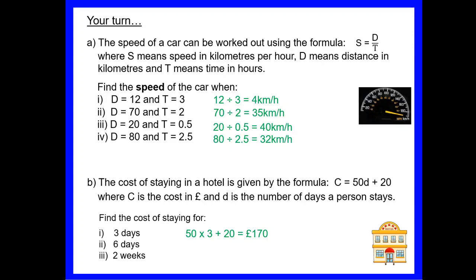For 6 days, we're going to swap D for 6, so 50 times 6 plus 20 is £320. And the last one, be careful with the last one, look, 2 weeks. Now we've been given D, which is the number of days. So in 2 weeks there are 14 days, so we've got to do 50 times 14 plus 20, which is £720. So whenever you're reading your question, make sure that the units you've got in your question match the ones in your formula. If they don't, you might have to change them first.